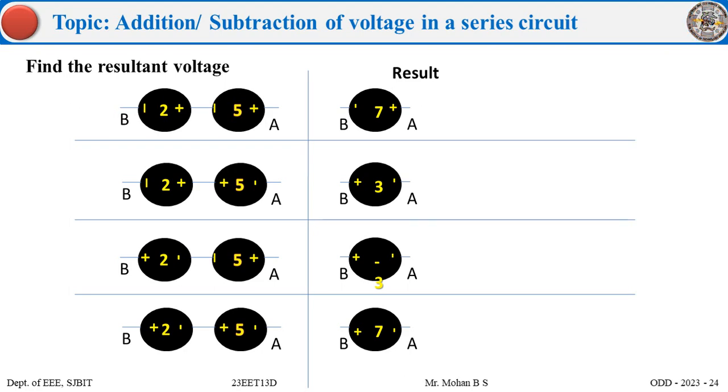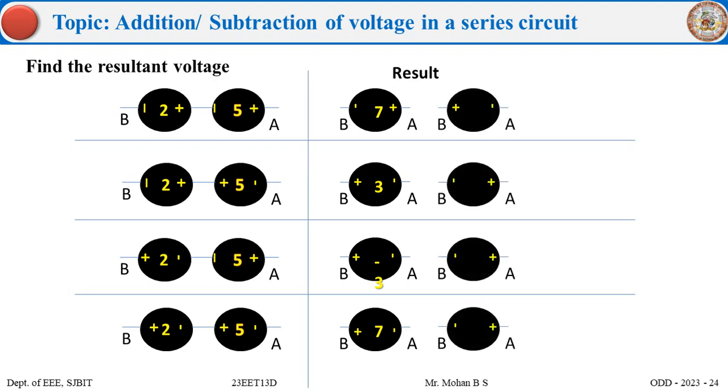Now the last case. Traveling from A to B, I have minus plus for 5 and minus plus for 2. Thus I must add. The polarity is that of 5 or 2, either one. So it is just 7 volts. Now what are these answers? The first case is 7, followed by minus 3, plus 3, and minus 7. I hope you are clear. As we change the orientation, the magnitude also changes.